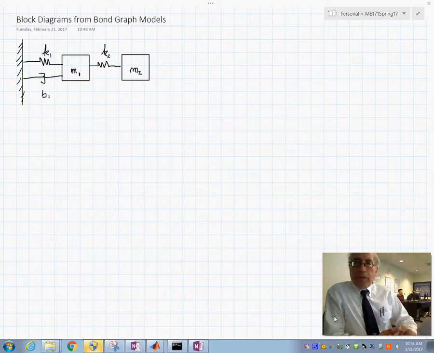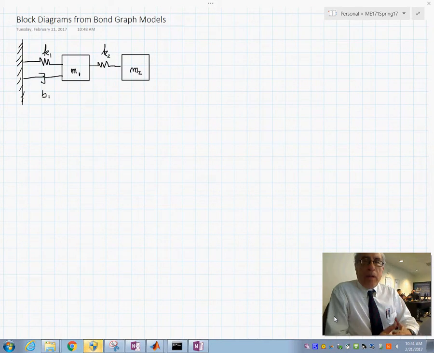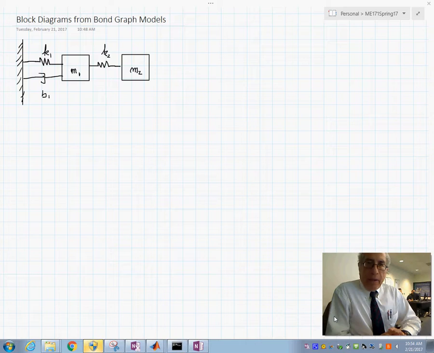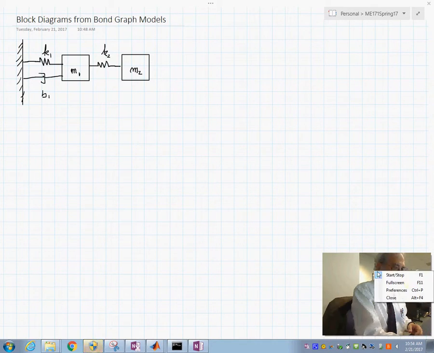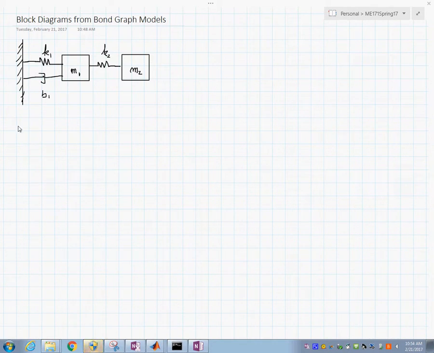Today we're going to see how we obtain a block diagram from a bond graph. You see there's a mechanical system on the screen in the top left corner, and from the bond graph model of this system we should be able to get the block diagram. Okay, how do we actually start over here?